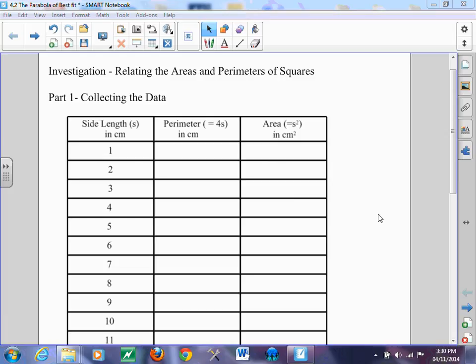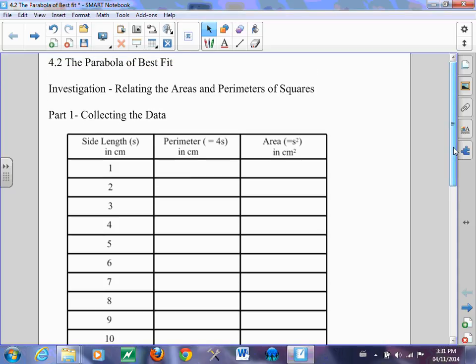Hello class and welcome to lesson 4.2, the parabola of best fit. So today what we're going to do is start off with taking a set of data, taking a look at perimeters and areas of squares. So that's our investigation today. And then we are going to break it into different parts.